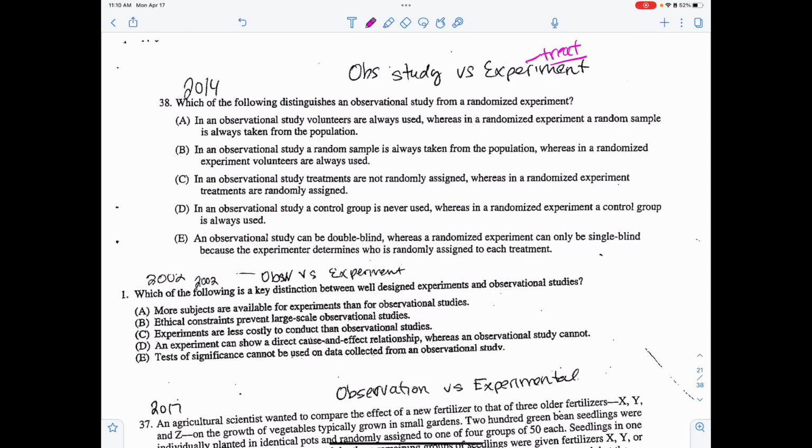Like this one here, this is the answer. In an observational study, treatments are not randomly assigned. That's right, because there's no treatment. So that's a true statement. Be careful on that, because I know that tricks people up, because they say, well, they're not randomly assigned. There is no treatment. So that's a true statement. Whereas in a randomized experiment, they are assigned randomly.